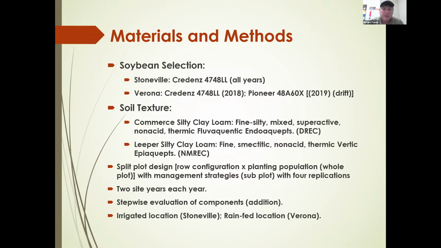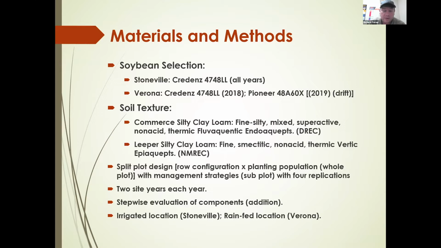So some of our materials and methods: at Stoneville, we used the Credenz 4748 Liberty Link. We used that in all years of our study. At Verona in 2018, we used the Credenz 4748, but we had some difficulties with some herbicide movement. So we moved to a Pioneer 48 Extend technology for 2019. Soil textures were pretty similar across both sites, but you can see we had a Commerce Silt Clay Loam at DREC, and we had a Leaper Silty Clay Loam at the North Mississippi Research Extension Center.